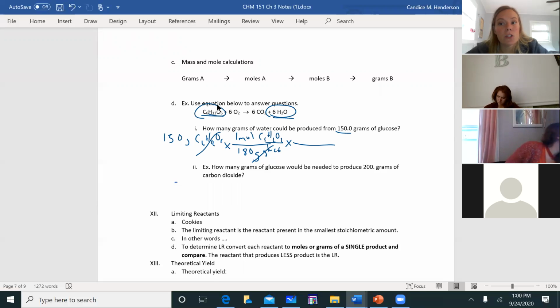This is not a mass relationship. So sometimes people end up skipping this step and they just try and go directly from grams of one thing into grams of the other. You can't, you have to go into moles. So we can see that for every 1 mole of glucose, C6H12O6, how much do we get? We get 6 moles of our H2O.